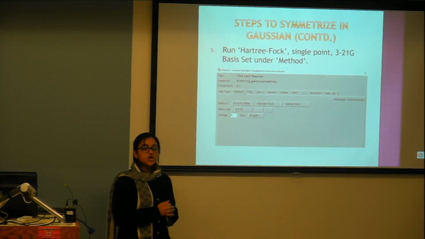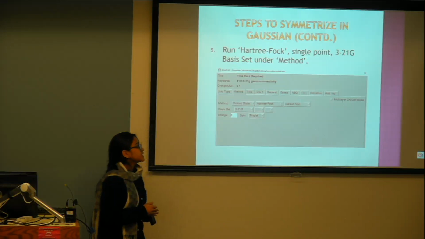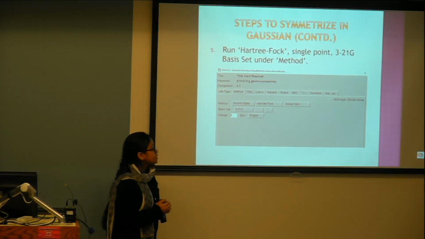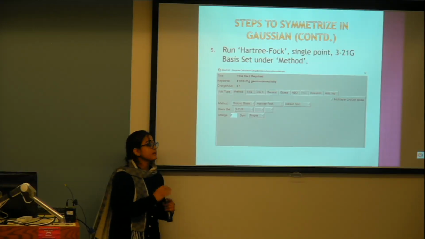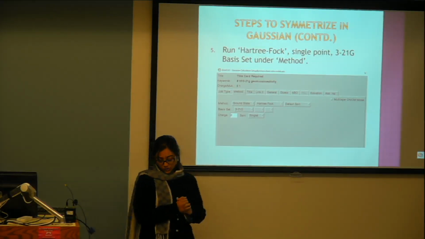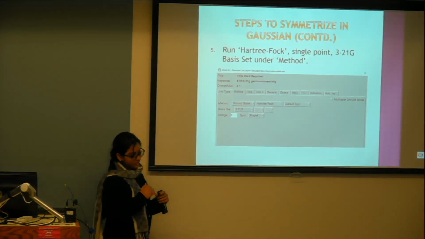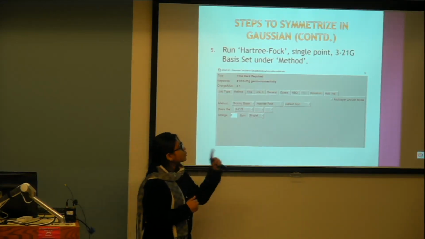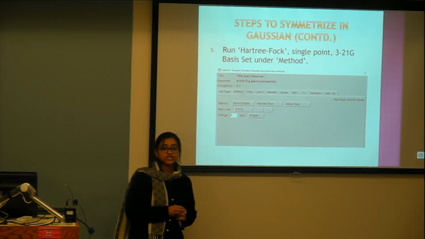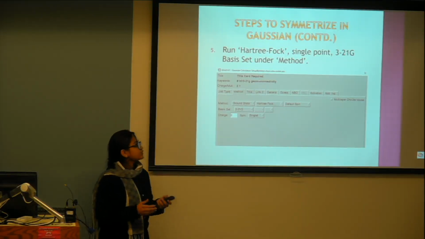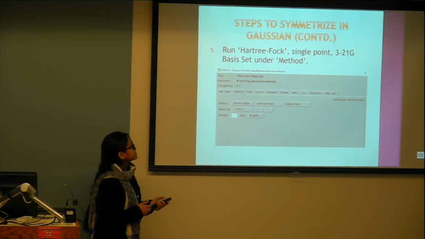The most common type of split valence basis set is 321G, where 3 is the total number of Gaussian functions applied to the inner orbitals, 2 indicates the number of Gaussian functions for the first Slater type orbital, and 1 indicates the number of Gaussian functions for the second Slater type orbital. So that's why we apply the 321G basis set.